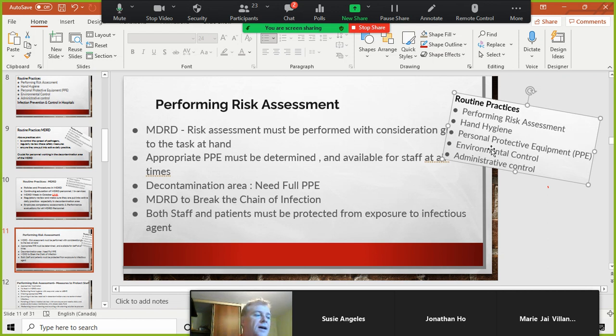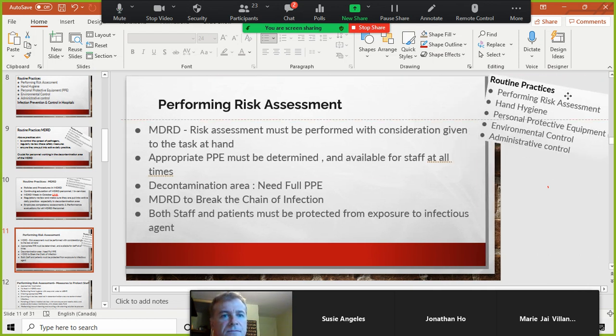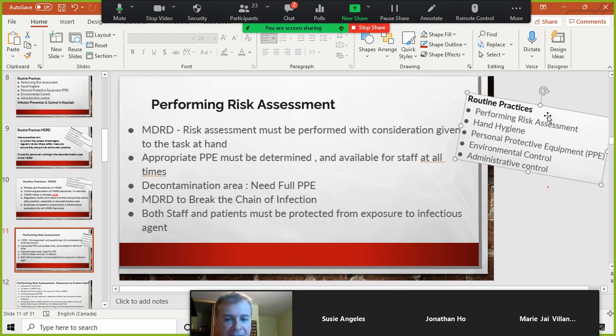The risk assessment must be performed with consideration given to the task at hand. So if you're changing a dirty or soiled bed, or changing a garbage can, or reprocessing some scalpels, every task is different, so the risk for every task is different. And that is now on you as the practitioner.